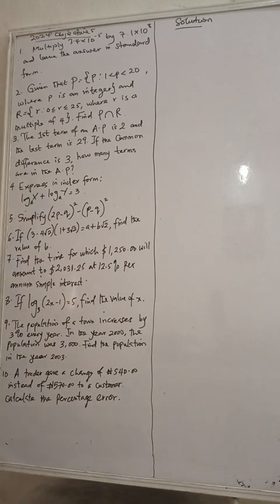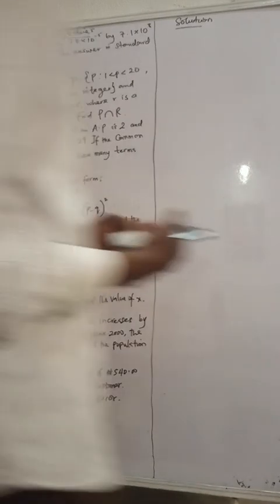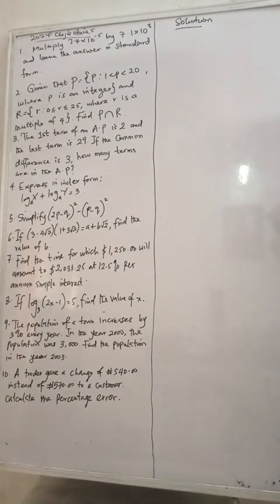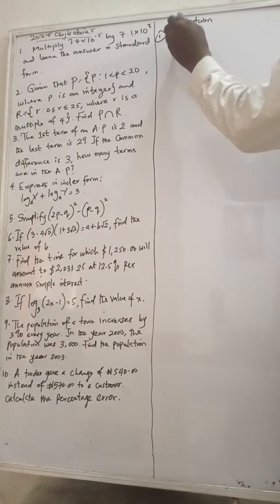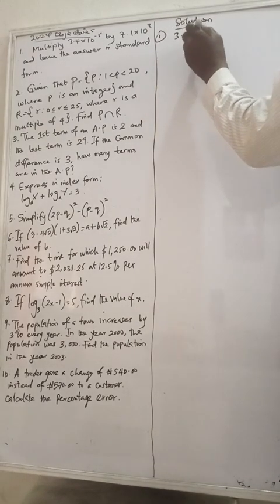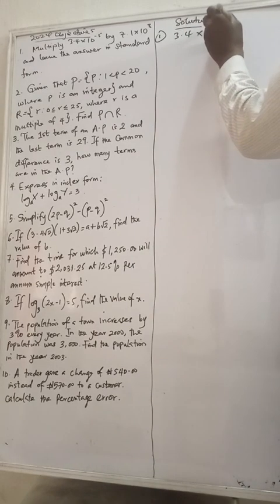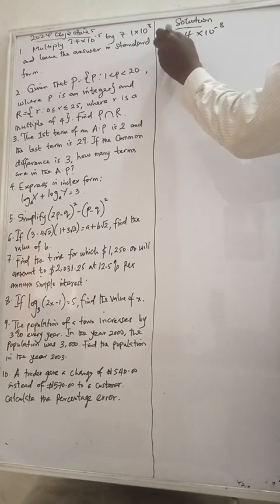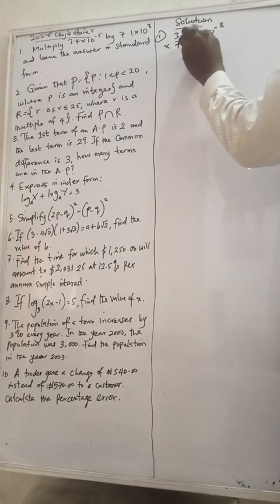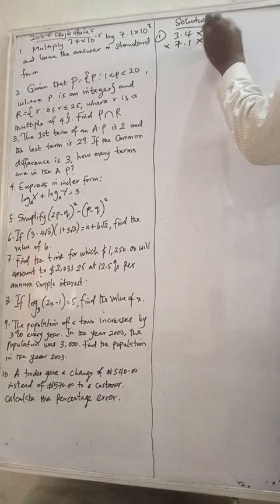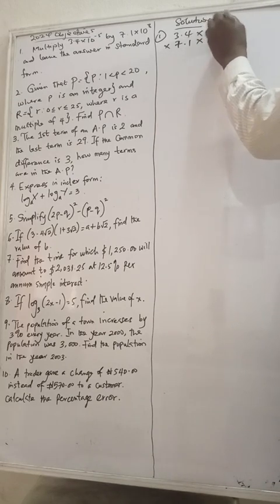We're going to start with the first question. The first question says that we should multiply 3.4 times 10 raised to power minus 5 by 7.1 times 10 raised to power 8. So starting with the first question, we have 3.4 times 10 raised to power minus 5. Then we multiply by 7.1 times 10 raised to power 8. The first one is minus 5.